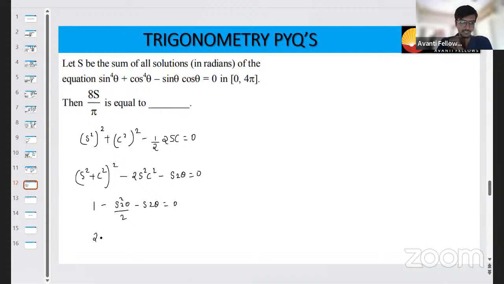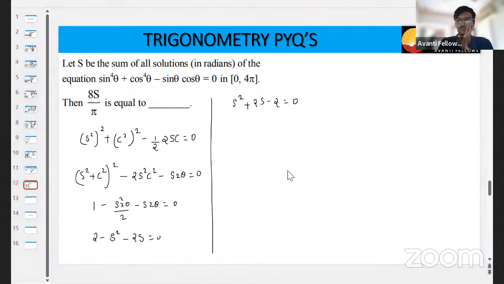So if we take LCM, I'll get 2 minus sine square minus 2 sine equals to 0. If we take everything on the right hand side, or basically if we change the sign, sine square plus 2 sine minus 2 equals to 0. Right? So can we factorize it? If not, we have to do it by using the formula method. Correct? I think we can factorize it, right? 2 ones is 2.